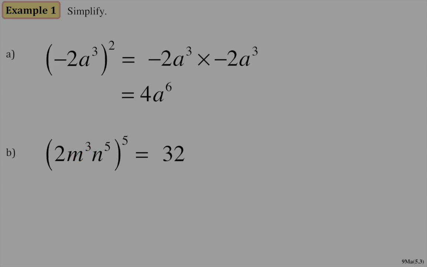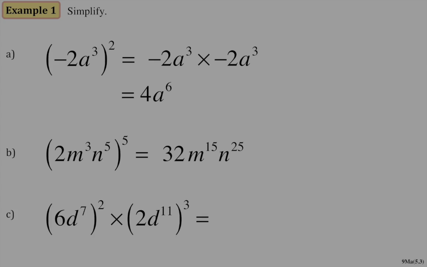m cubed to the power of 5. Well, when you raise a power to a power, you multiply the two powers, and 3 times 5 is 15, so we get m to the power of 15. n to the power of 5 to the power of 5: 5 times 5 is 25, and there's our solution.